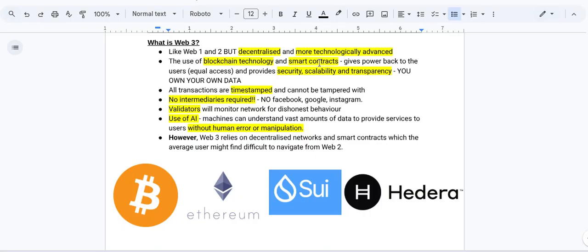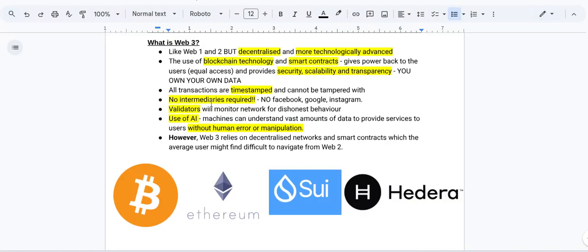transactions at certain times. And basically what this does is it gives power back to the users and everyone has equal access. So this provides security, scalability and transparency. So basically you own your own data. And with the equal access side of things, all transactions are timestamped and cannot be tampered with, and there are no intermediaries required because it's all done on blockchain. So that blockchain technology allows us to timestamp our transactions. They're always there and they cannot be tampered with.